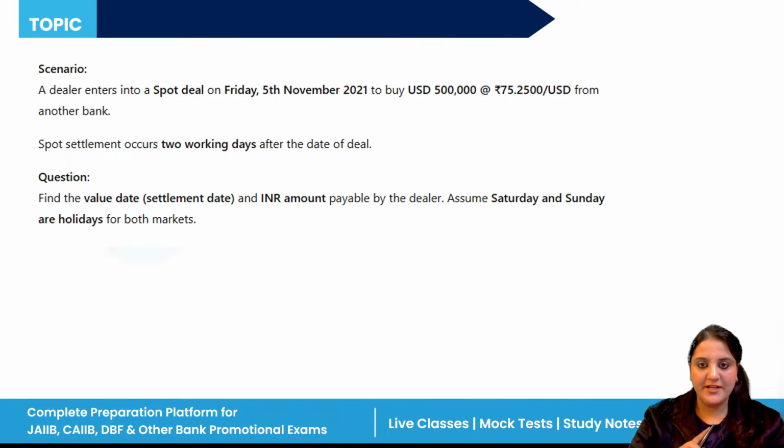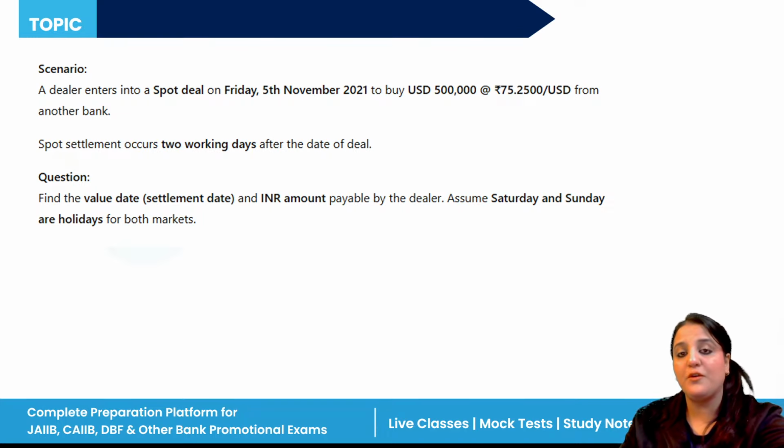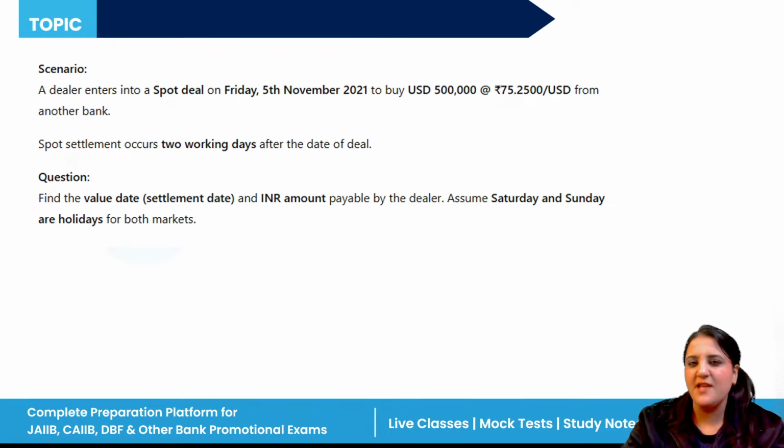So find the value date here, and what is the INR amount payable by the dealer, and assume Saturday and Sunday are holidays for both the markets. So what is the answer here?